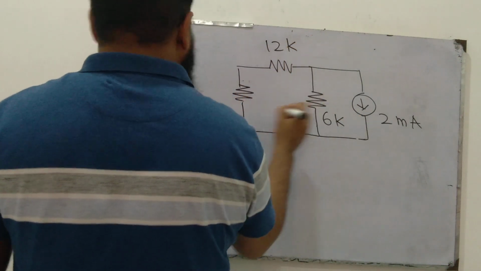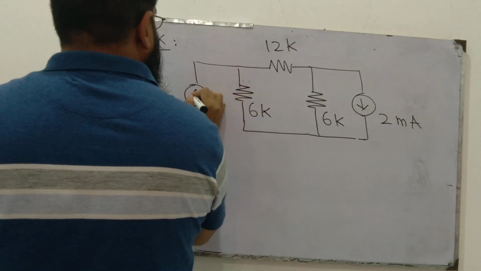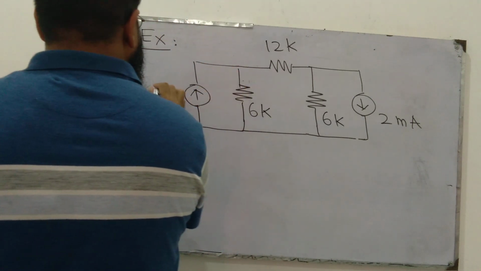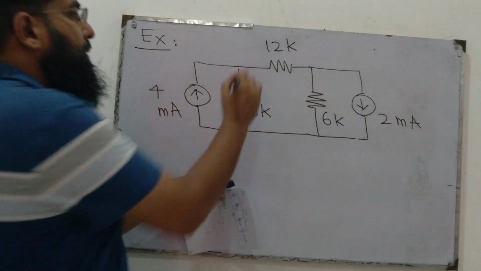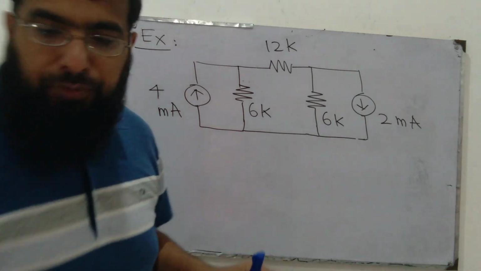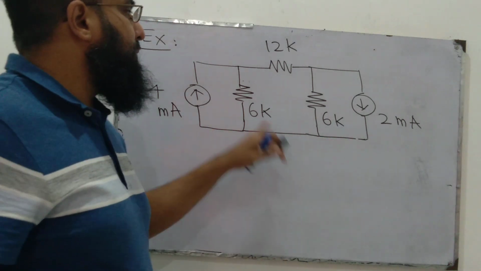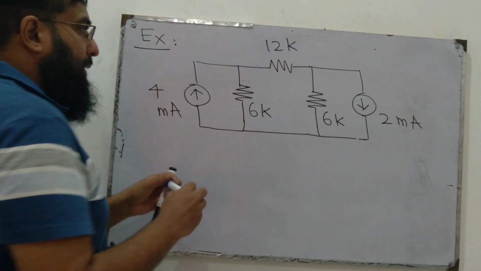A 12K resistor, a 6K resistor, a 6K resistor, and another current source of having 4. This circuit contains two current sources of 4 milliampere and 2 milliampere each, and these three resistors. We need to find out the two voltages.